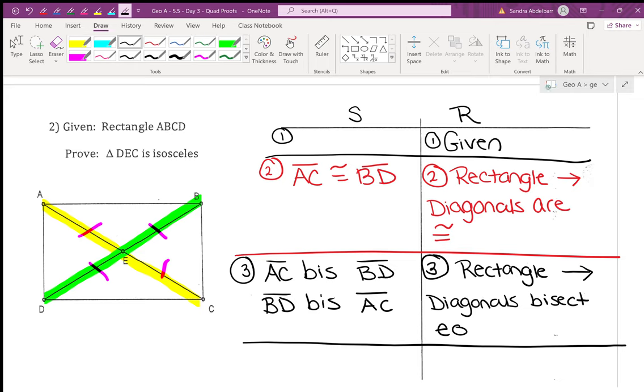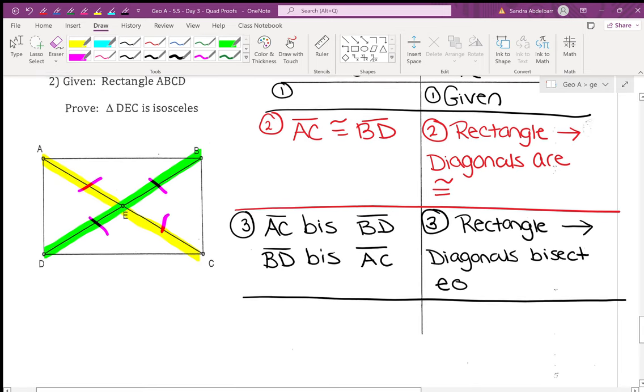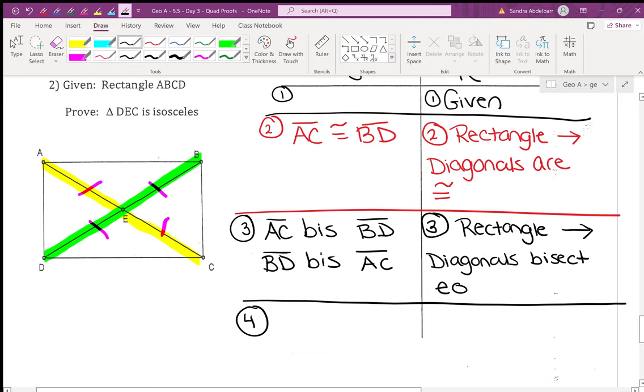Okay, so here's the part that I'm guessing would probably stump you. We got the full AC congruent to the full DB. We have that the diagonals are cutting each other in half, but now I actually have to state that they're congruent. So my step number 4, and ultimately when I'm trying to prove DEC isosceles, do I care that all 4 of them are congruent, or do I only care that DE and CE are congruent? I only care that DE and CE are congruent.